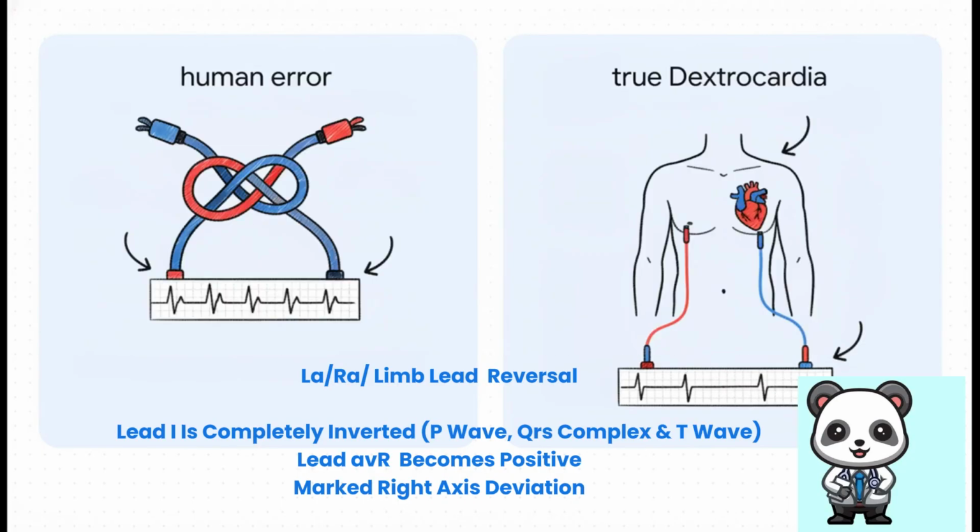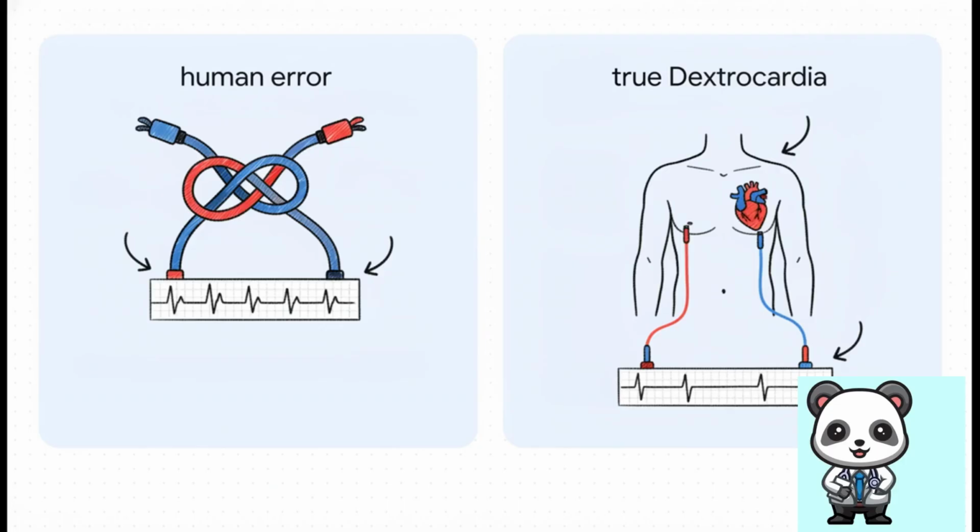So, how do you avoid misdiagnosing a simple technical error as a rare genetic anomaly? The trick to telling them apart lies entirely in the chest leads. It goes right back to that concept of R-wave progression we just talked about. With a simple arm lead reversal, the chest leads haven't moved at all, so they will maintain perfectly normal R-wave progression. But with true dextrocardia, you're going to see that poor or absent R-wave progression featuring dominant S waves the whole way across because the heart is physically located on the right side of the body.